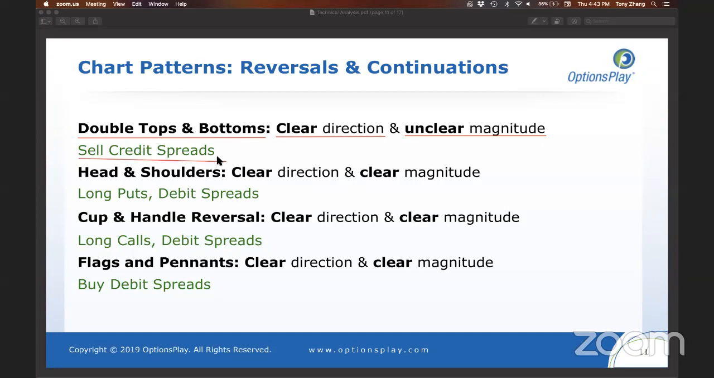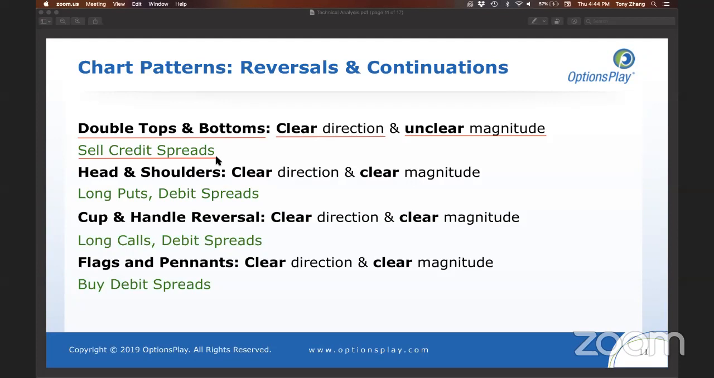So generally speaking, when you identify a double top or a double bottom, we tend to find that selling credit spreads at that double top or double bottom tends to be a better way to play it, because this way, it doesn't matter whether the stock reverses $1 or a couple of dollars, you're able to make money from a credit spread, versus if you buy a call or a put, the stock needs to make a big move before you can make money on that strategy.